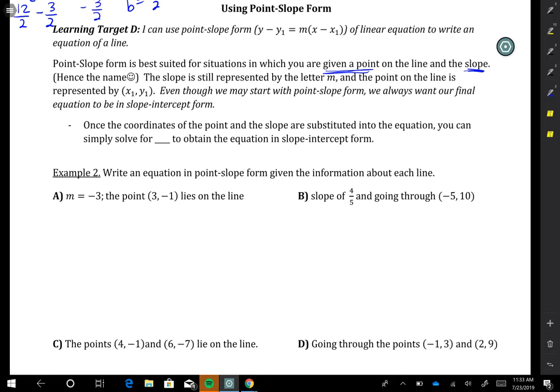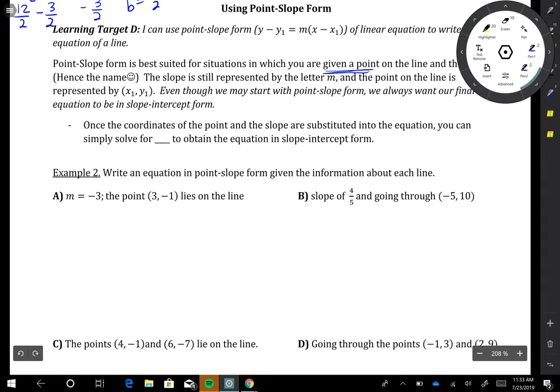Now, even though we may start with point slope form, we always want our final equation to be in slope intercept form. And the reason for that, particularly for this class right now, is because we're going to be focusing on slope intercept form when we graph lines. You can graph from point slope form. It's just not something we are concentrating on. And if you're interested in that, you just let me know.